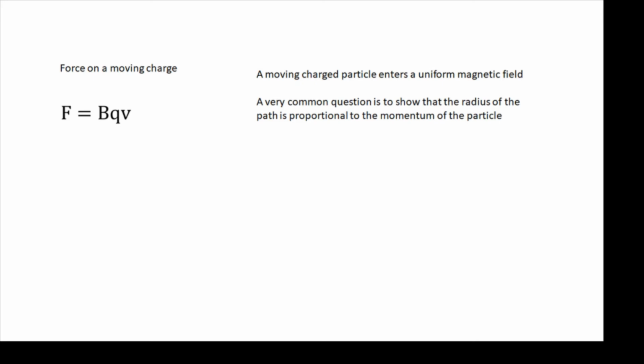A moving charged particle enters a uniform magnetic field. Now, a very common question is to show that the radius of the path is proportional to the momentum of the particle. The way you start is with basically F equals ma, and from F equals ma, BQV equals mv squared over r, so BQr equals mv, which is what it asked for. But you should learn that little derivation. It's a very common little question to ask.